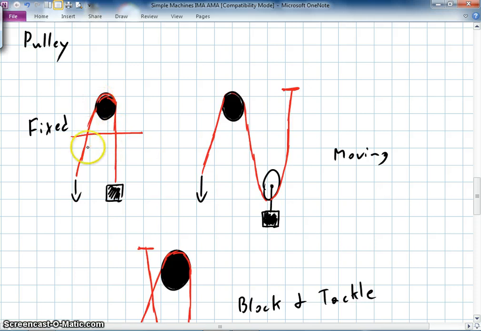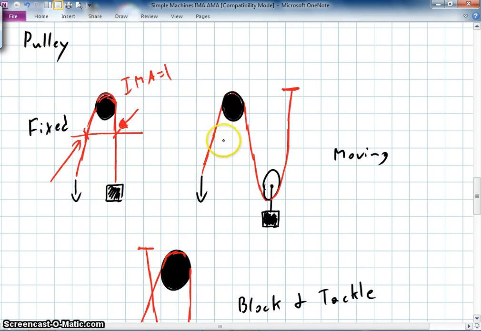In a fixed pulley, we have 2 crosses. We have one crossing here and one crossing there. However, this first one is actually part of our input force. That one does not count. So all I want to count is the strands that support the weight. So this strand here is the only one that actually supports the load beneath. We have one strand supporting it. Our IMA is then equal to 1.